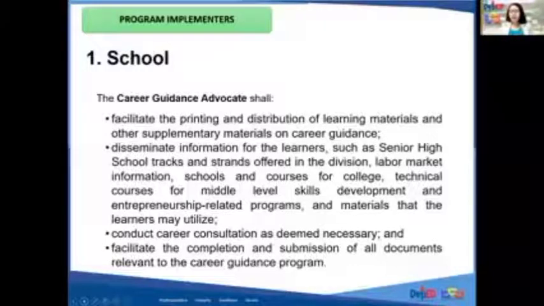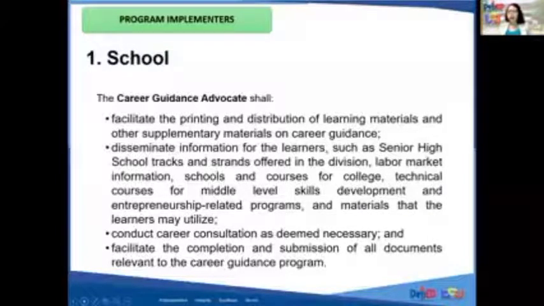So in some cases, our career guidance advocate also works as the guidance designate. So ibig sabihin, yung other task niya includes the homeroom guidance program, no? So dito, sa school level, maaring mag-designate ang ating school head ng specific person as a career guidance advocate and another person who can be the guidance designate. Possible yon, no? Lalong-lalo na kung malaki yung population.